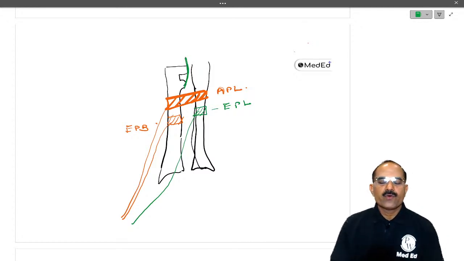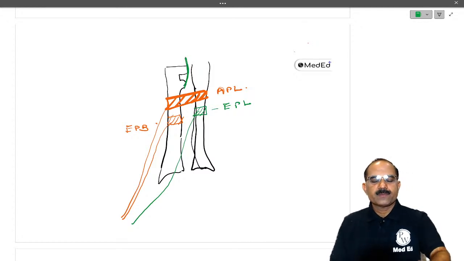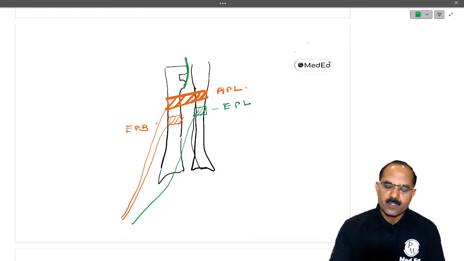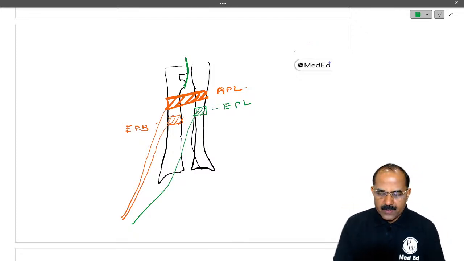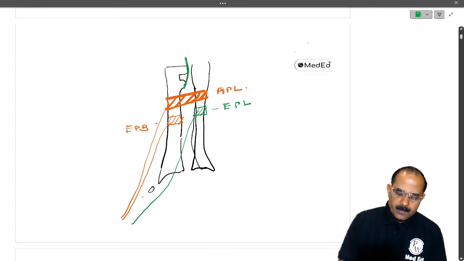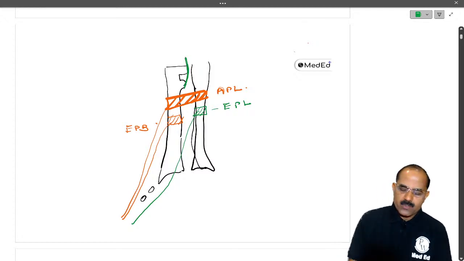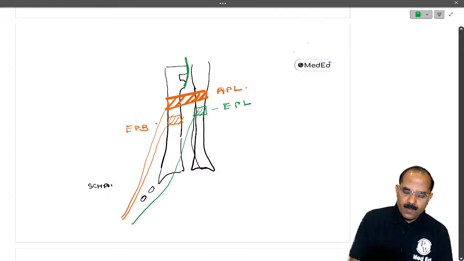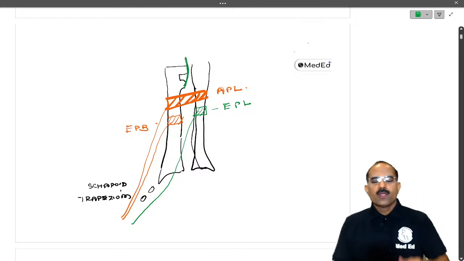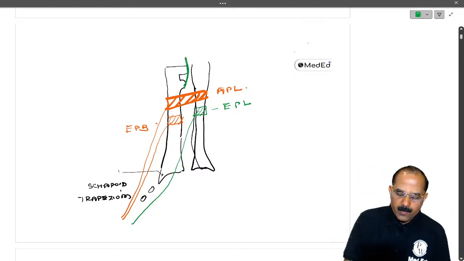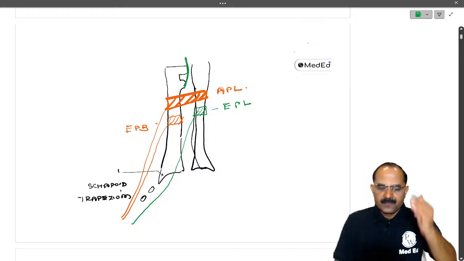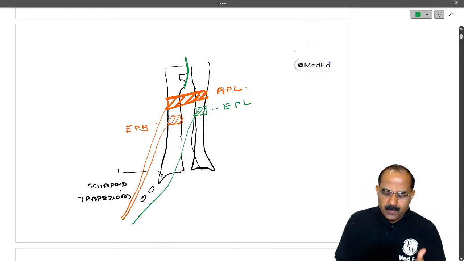So what is the floor of snuff box formed by? What is the floor of snuff box? ये पे खत्म करते हैं. So the floor of anatomical snuff box is formed by the styloid process of radius and two carpal bones. ये कौन से carpal bones हैं बच्चों? Scaphoid and trapezium. So the floor of the snuff box is formed by number one, styloid process of radius, the scaphoid and trapezium bone, right?